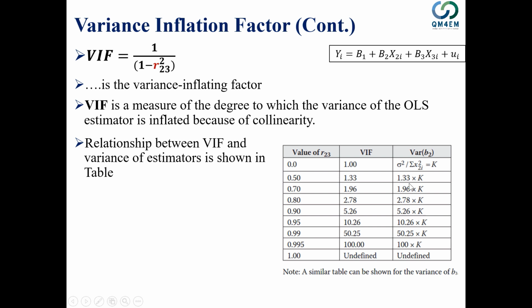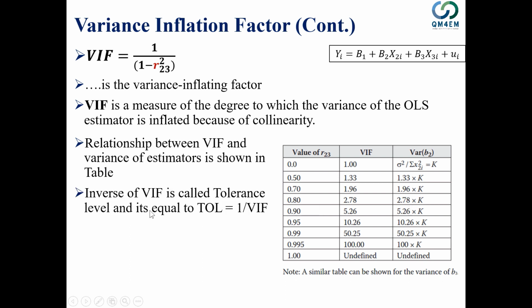For 0, there is nothing, but as you move to 50%, it's 1.33, but then you move to just 20% roughly, and look here, the jumps are very rapid. So the second concept was the tolerance factor. The inverse of VIF is called the tolerance level, or it's represented as TOL. That's equal to 1 over VIF.